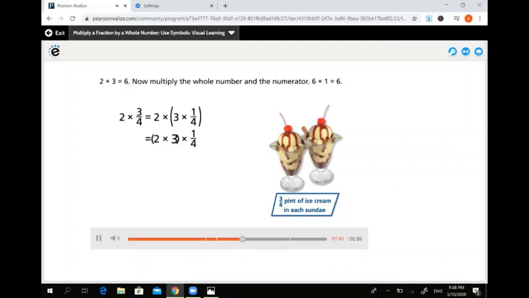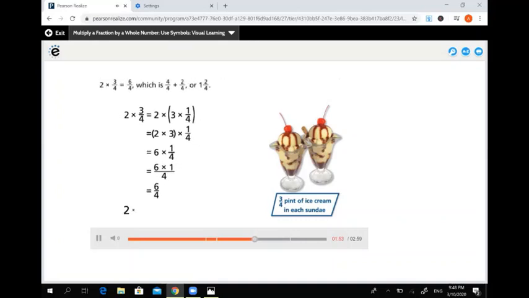2 times 3 equals 6. Now multiply the whole number and the numerator. 6 times 1 equals 6. 2 times 3/4 equals 6/4, which is 4/4 plus 2/4, or 1 2/4.